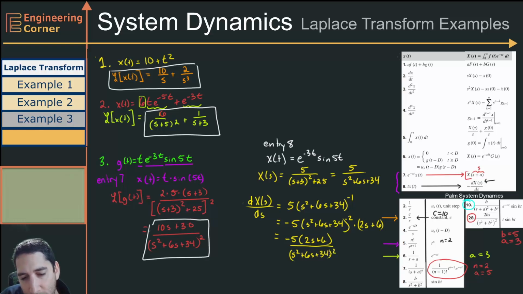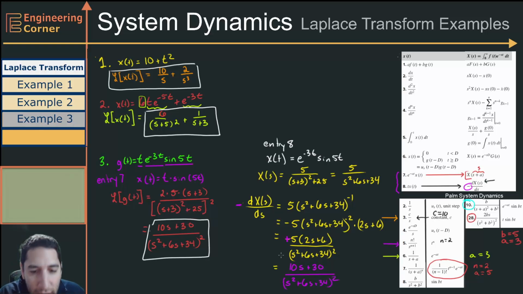This is squared, and this is very familiar, right? This is equal to minus 5 times 2s plus 6, which is minus 10s minus 30. Actually, now we should deal with this minus sign. So this minus sign right here in this term is going to cancel out with this minus sign right here, right? This is the minus of the derivative, so it cancels out. And then we'll have 10s plus 30 divided by s squared plus 6s plus 34.